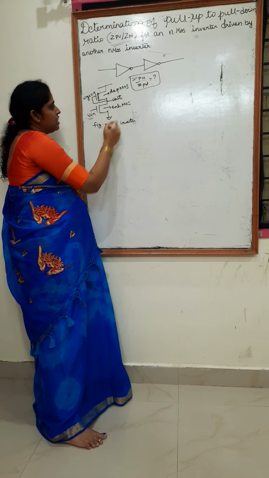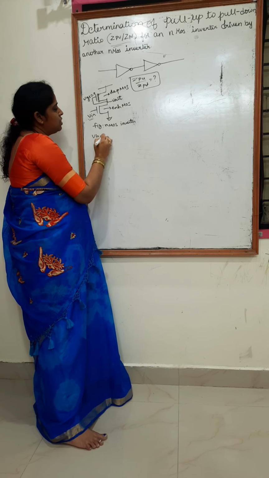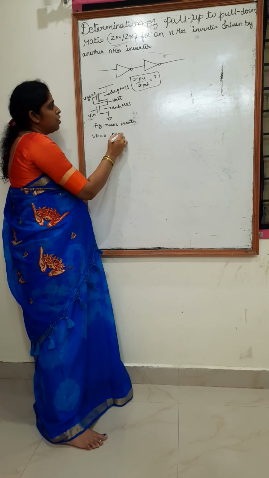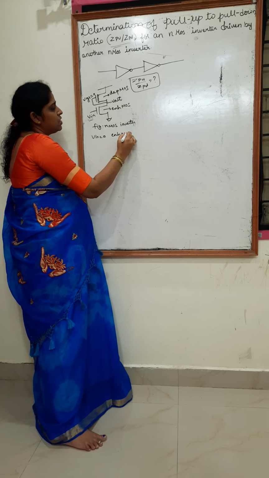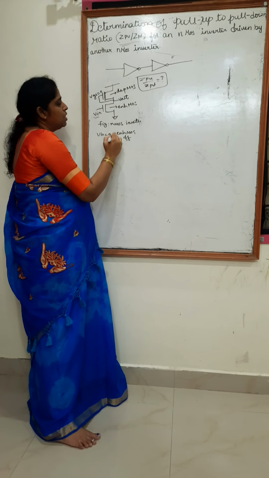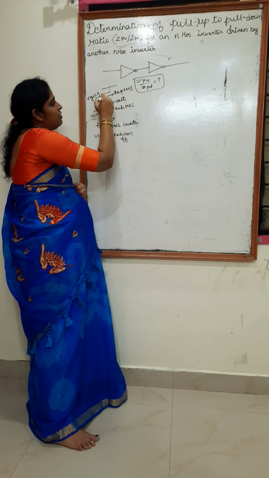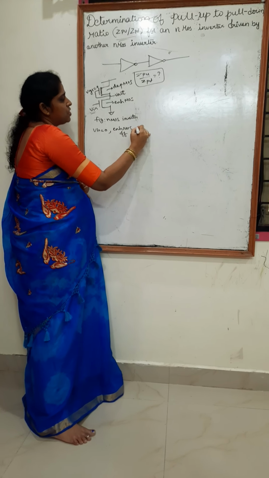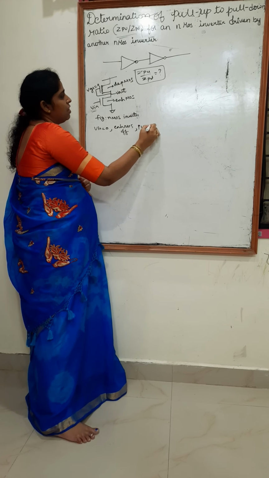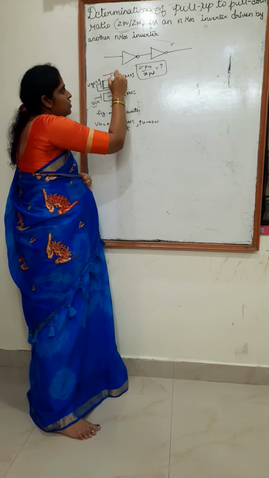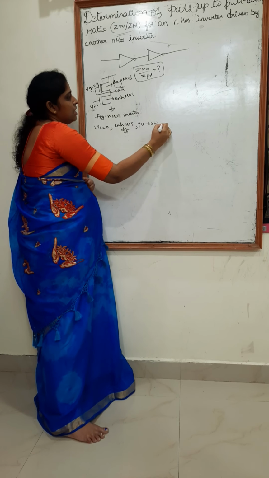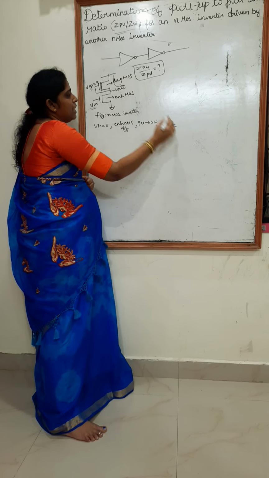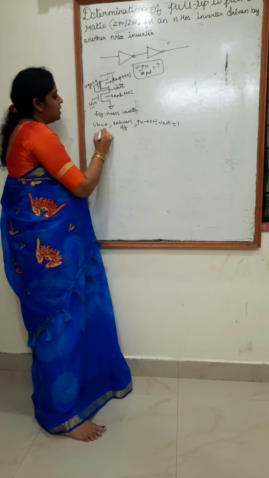So how does it work as an inverter? When Vin is equal to 0, we know the enhancement MOSFET is off. So the enhancement MOSFET is off for Vin 0, and the depletion MOSFET we made always on. So the pull-up device is the depletion MOSFET, so pull-up is always on, due to which we have a path from the supply. So the output voltage is equal to logic high.